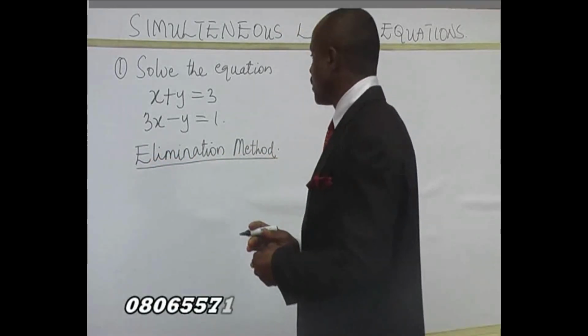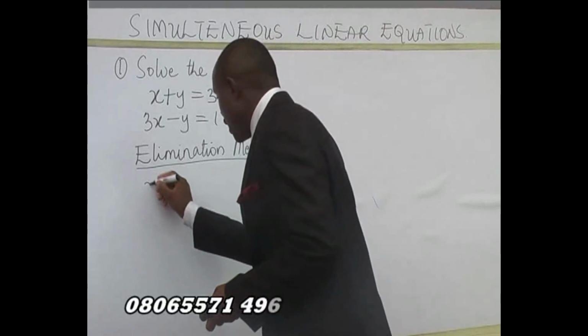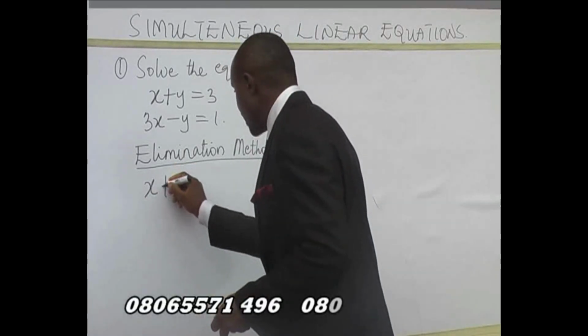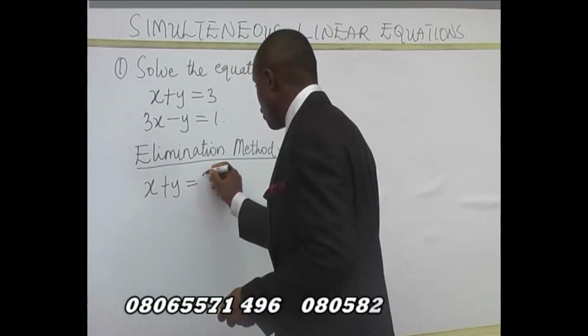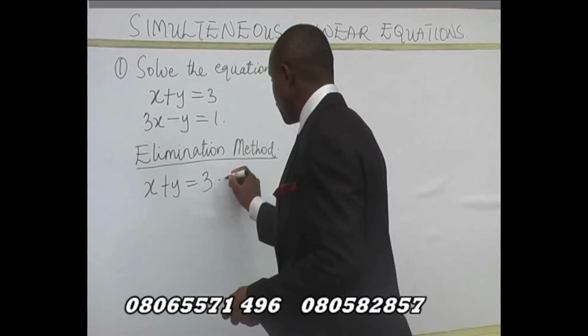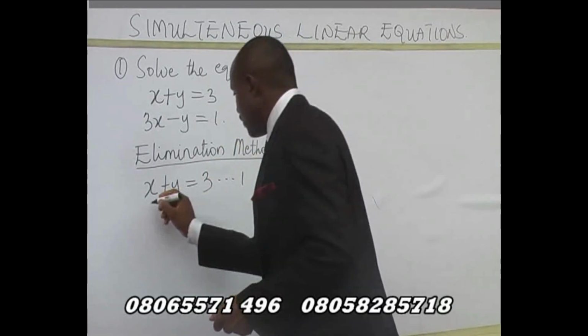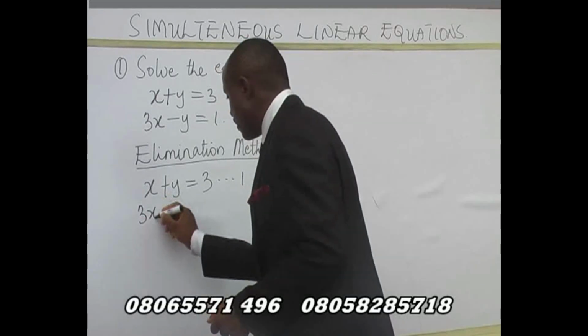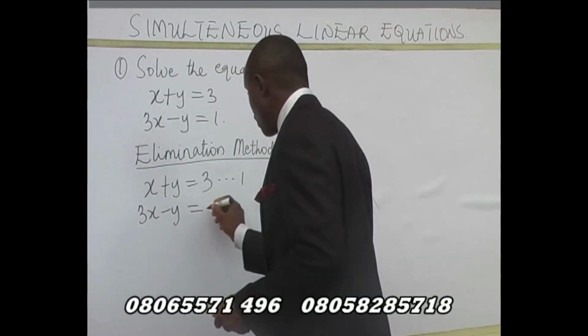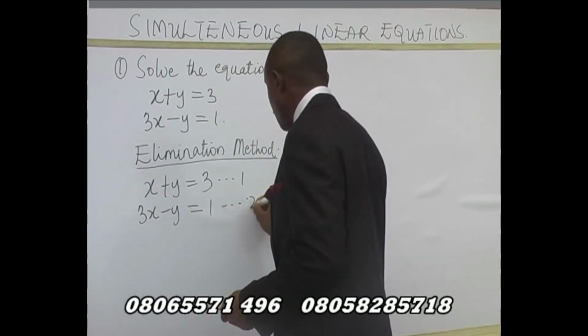Elimination method. Bring down the equations. The first equation is x plus y is equal to 3. The second equation is 3x minus y is equal to 1. That is the second equation.